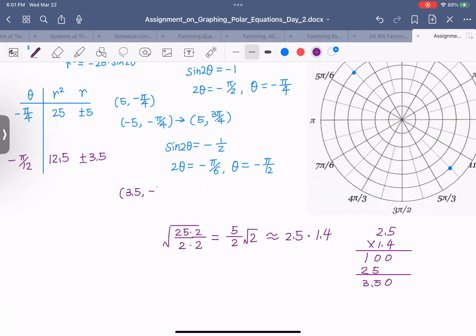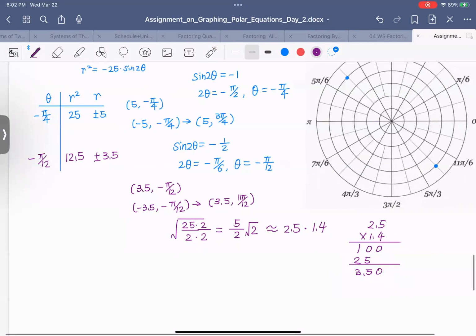my theta is negative pi over 12. And if I have a negative 3.5, then my theta is still this, but I don't like the radius to be negative. So I flip this and I will add a pi, right? I add a pi, this becomes 11 pi over 12. Make sense?